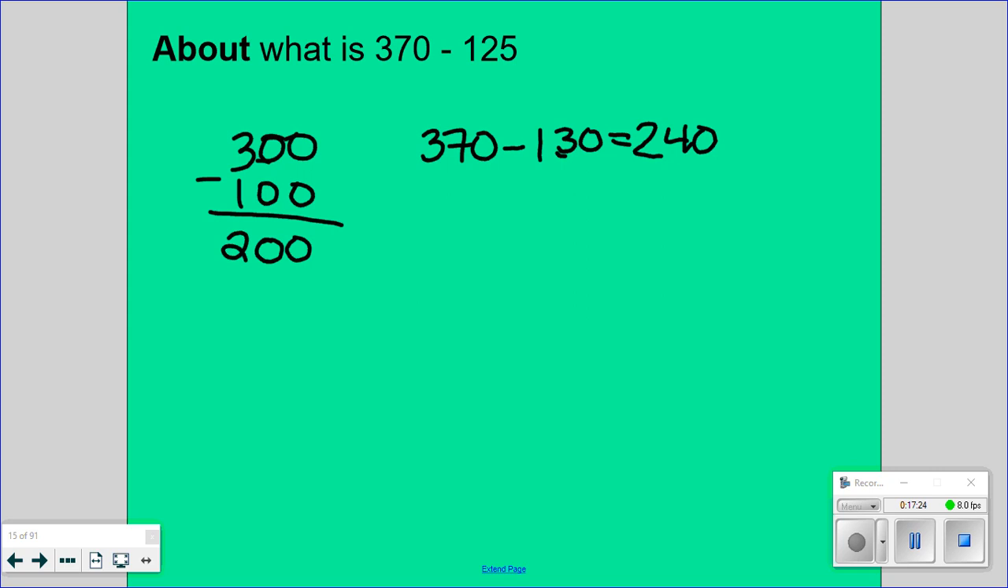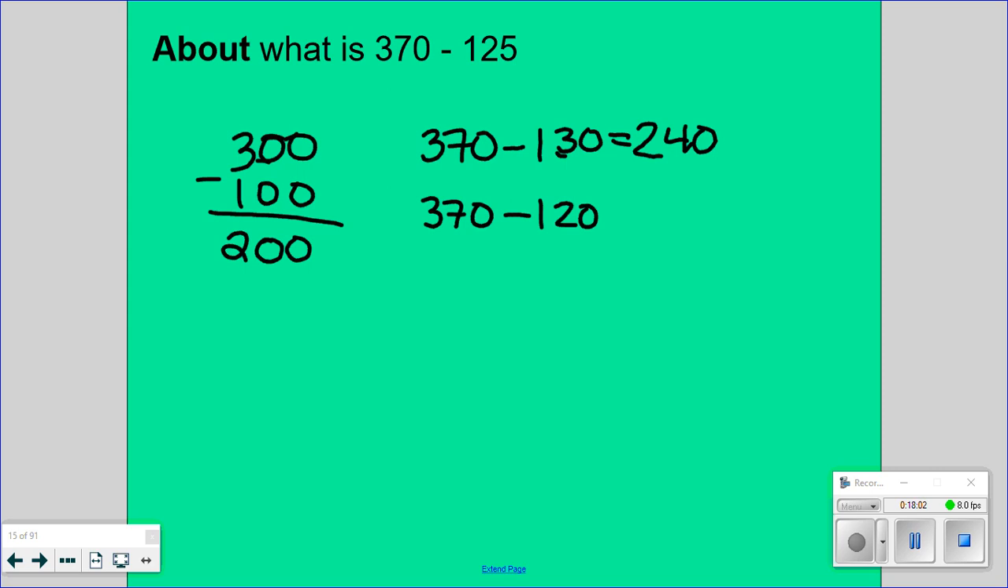Maverick? What I did was I took away the hundreds and took away 20 from 70, and then that was 5, and then I had 250, and then I had that extra 5, so I just added it in. Okay, so Maverick said I had 370, almost like Addison, but instead of 130, you did 120? Yeah. Awesome.